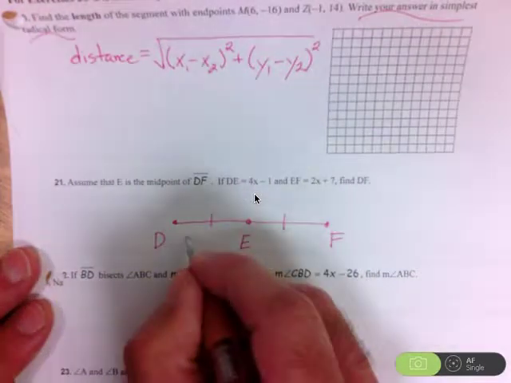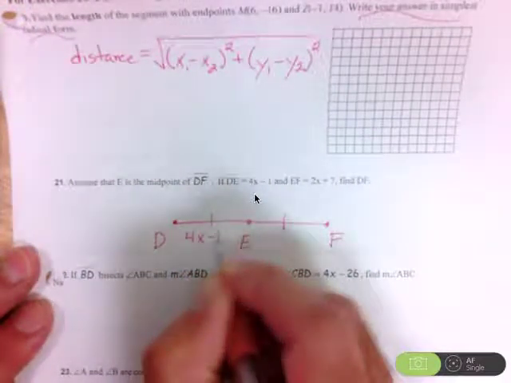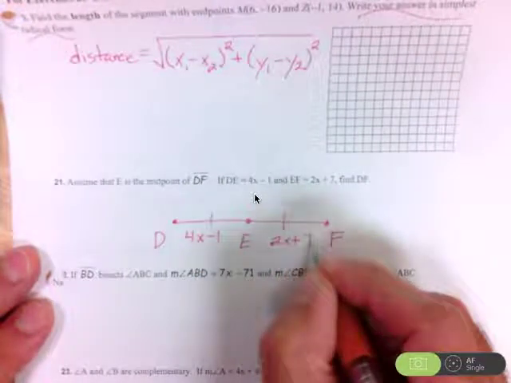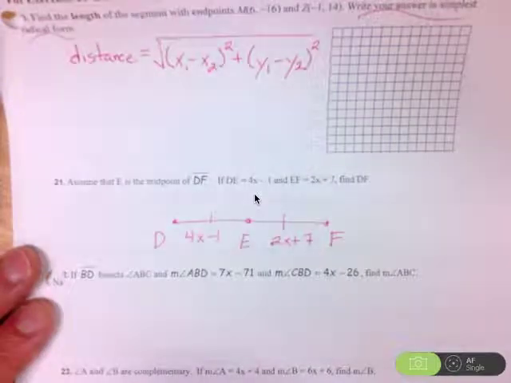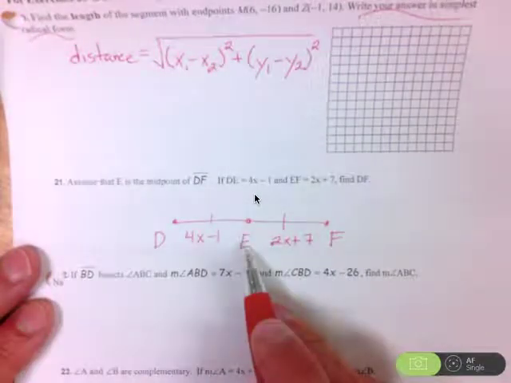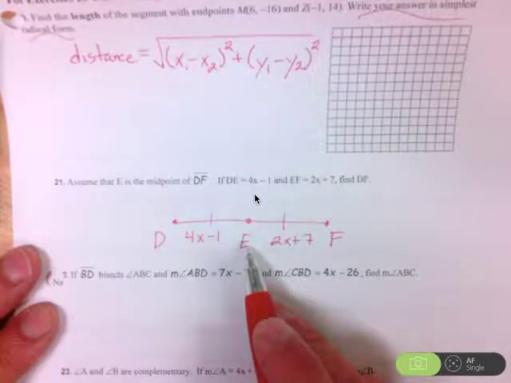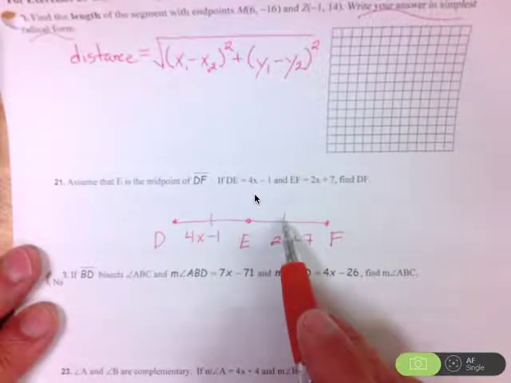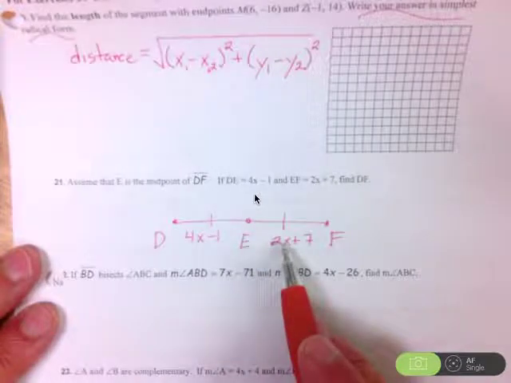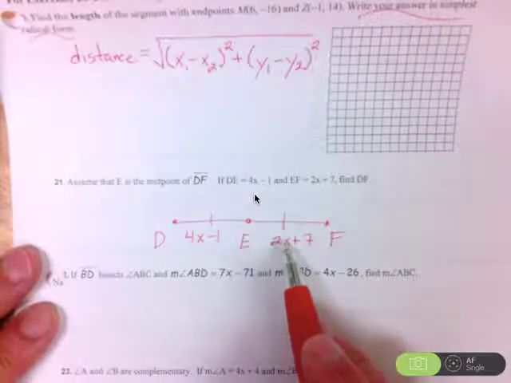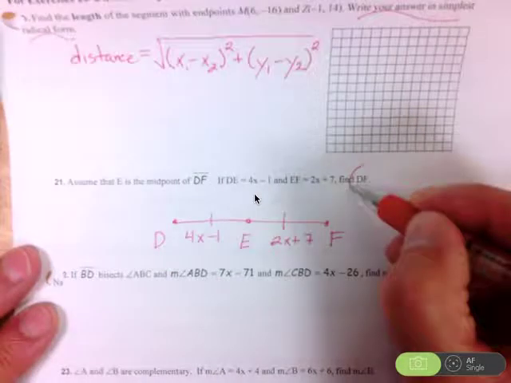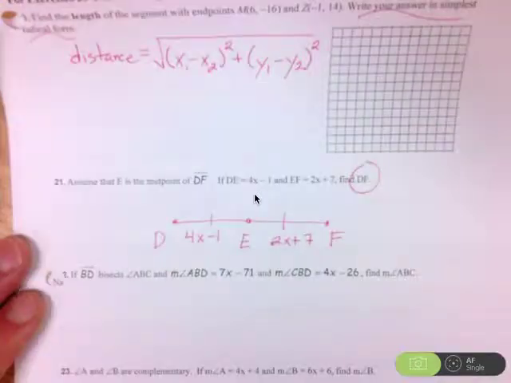So D to E, that length is 4x minus 1. E to F, that length is 2x plus 7. So this is not a question about finding the coordinates of the midpoint. This is a question about finding a length. So you have to decide how these two lengths relate. And you can write a very simple equation, but don't stop when you solve for x. You need to use that value of x to find the entire length. That's what you're trying to find.